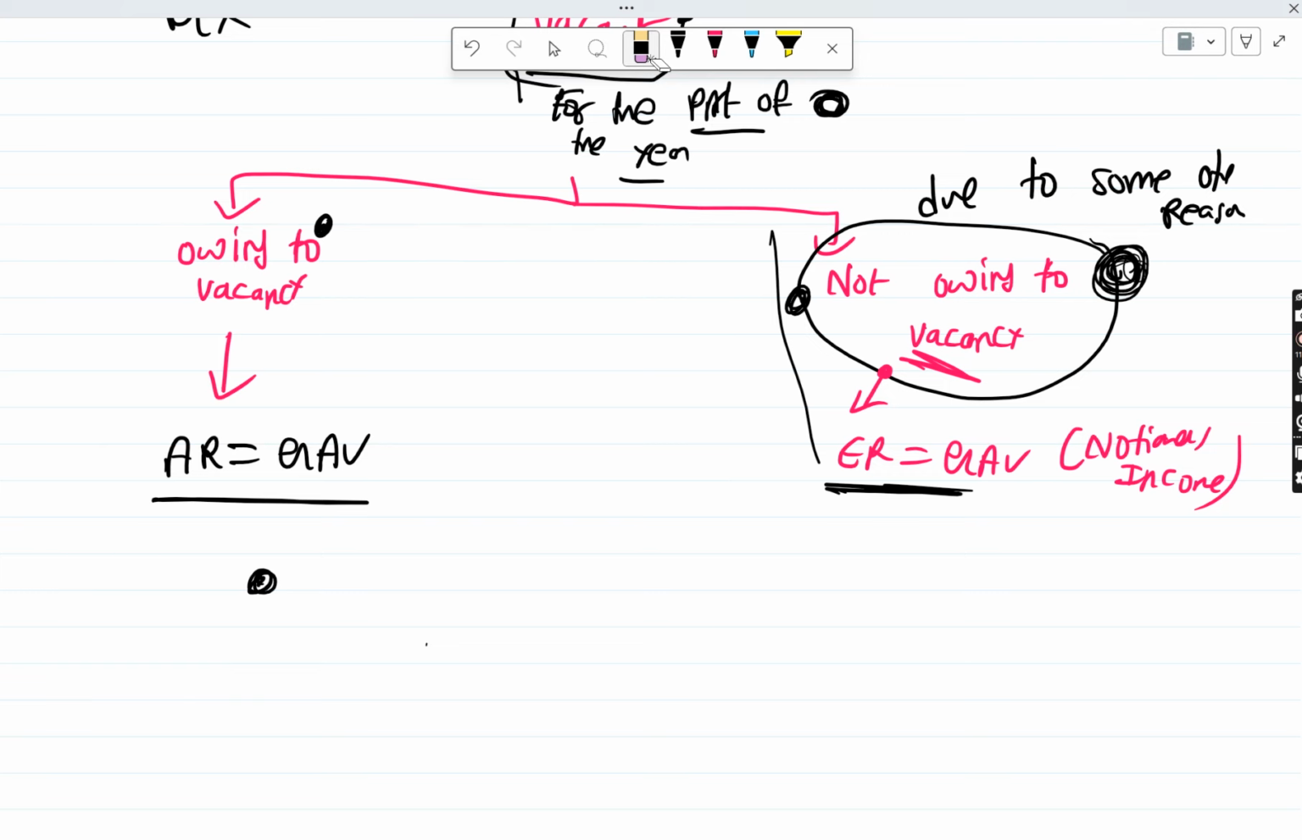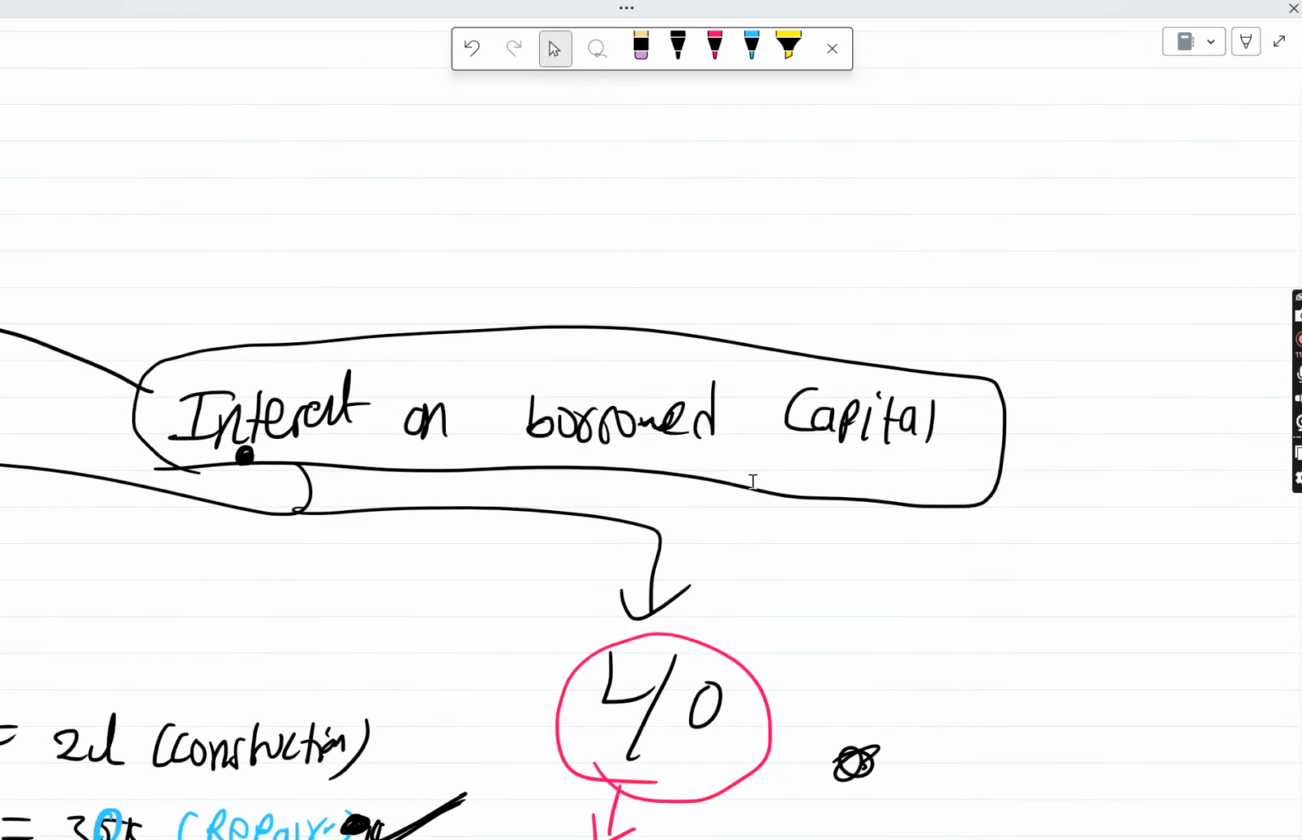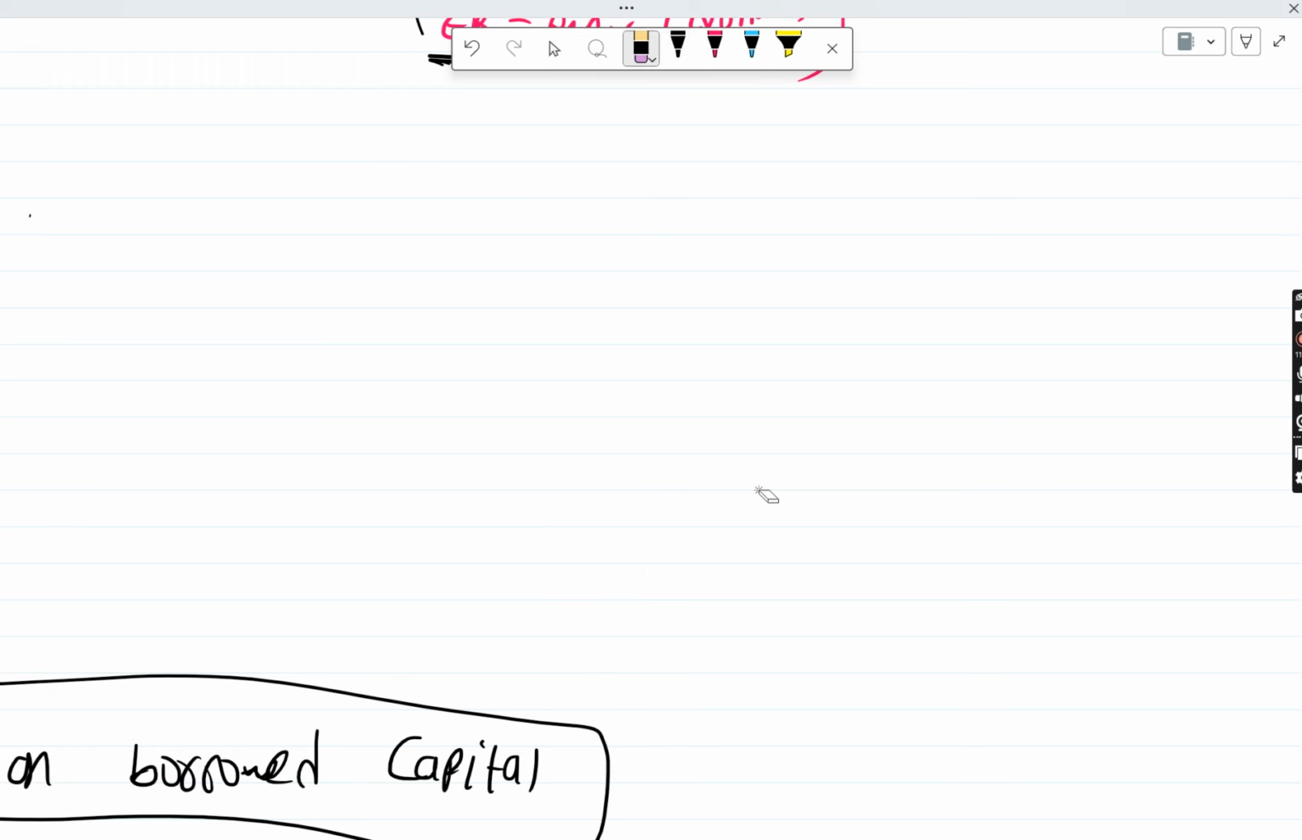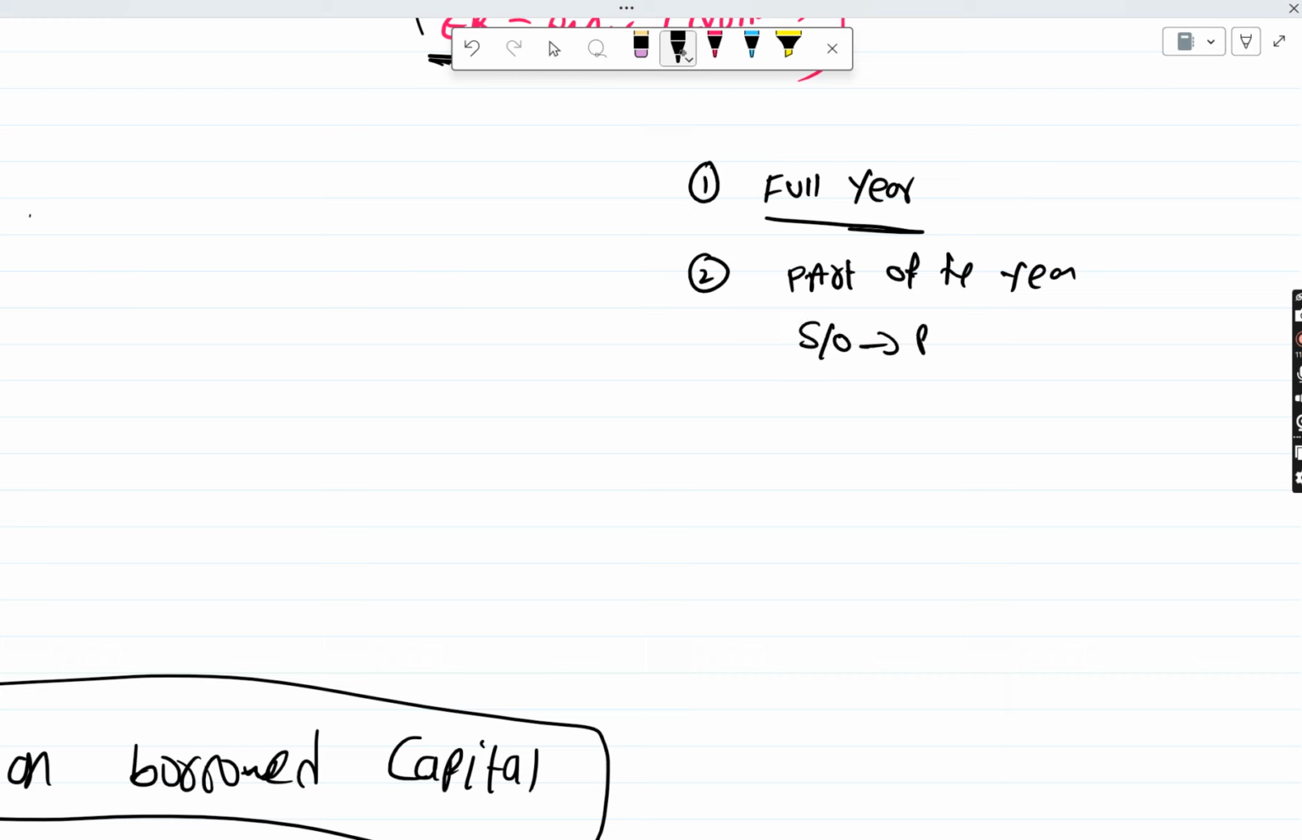Okay, if I ask, can you tell me? Whatever we discussed, we have discussed the first scenario. What is the first scenario? Let out property, it is let out for the full year, there is no problem here. What is the second scenario? It is let out for part of the year, and then it is self occupied for part of the year, right?